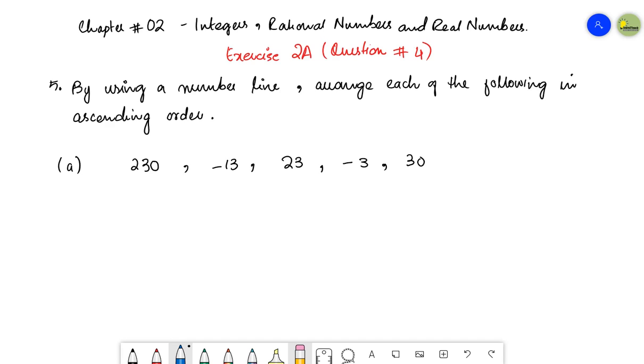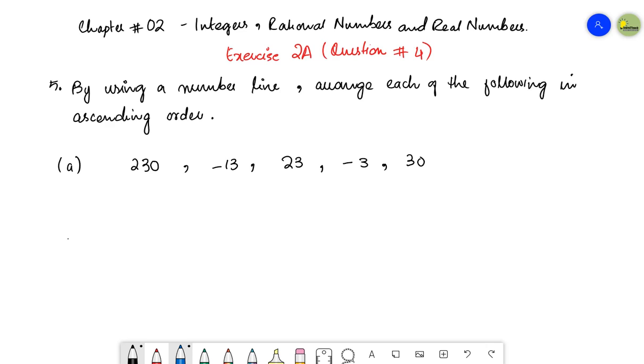So, in this question, it is given that by using a number line, arrange each of the following in ascending order. Again, we need to draw a number line and plot all these numbers on it so that we can have an ascending order of these numbers. Why? Because we know that in a number line, the numbers are arranged in ascending order. So when we place these numbers on a number line, we are going to have the ascending order of it. So let's do it.